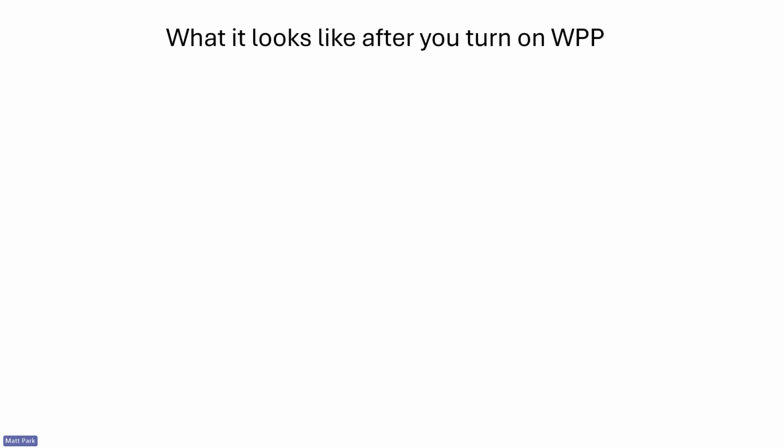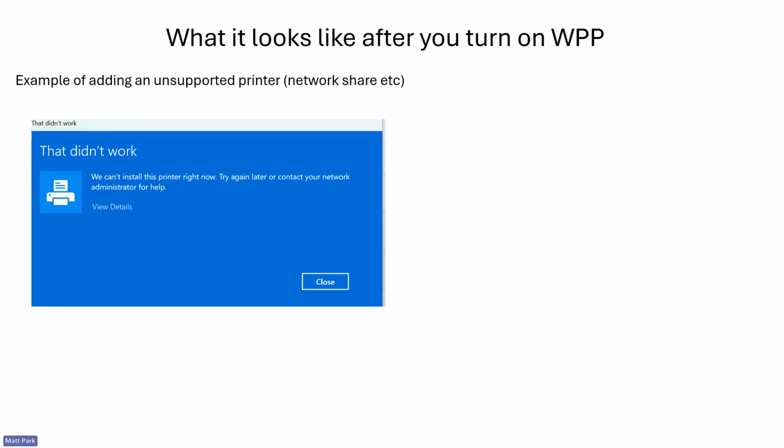Okay. So once you turn on Windows Protected Print, if you try to add an unsupported printer, in other words, if I try to do a //server/printer, it will say we can't install that printer right now because it's trying to load a driver. And it will not let you do that. So if you ever get this pop-up after turning on Windows Protected Print, it means that you've either tried to add a printer that is trying to add a driver, or you're trying to do a server share with a printer that way.